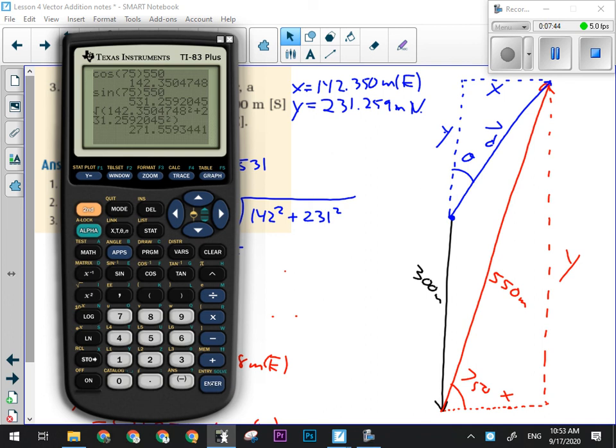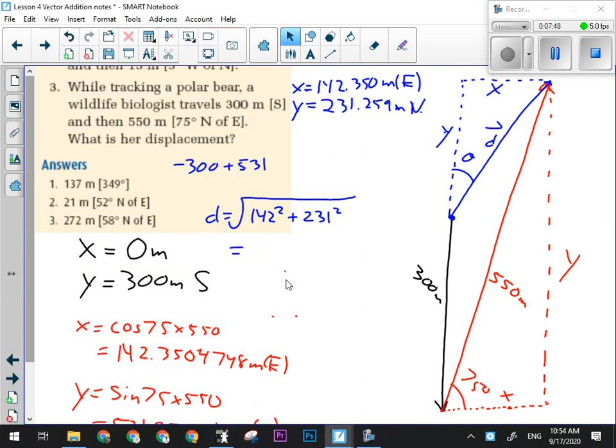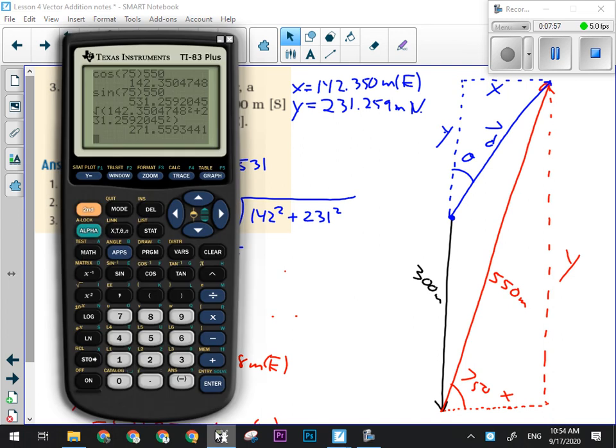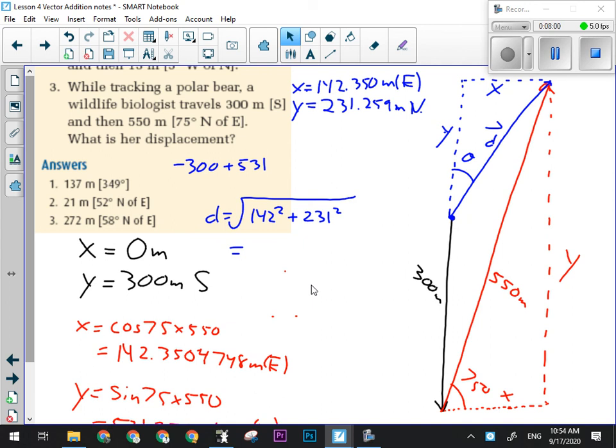Okay, so my overall displacement's 271.55. We have two significant figures here, so their answer is actually incorrect here. So we have two significant figures, so that will mean 2.7 times 10 to the 2 meters. Okay, so that's the magnitude. What else do I need to find? I need to find the angle, right? Displacement's a vector quantity, has magnitude and direction.